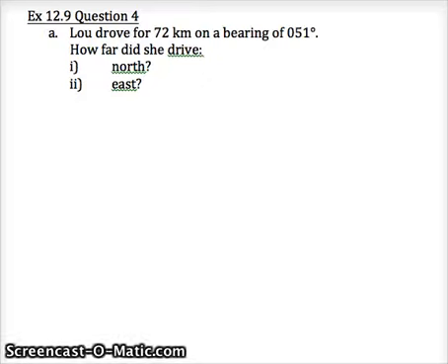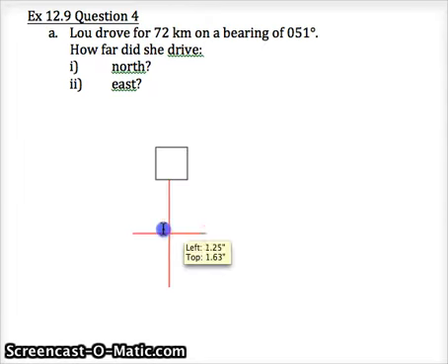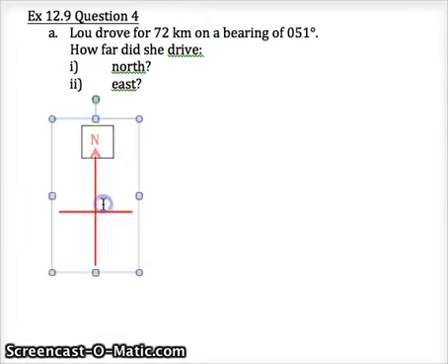Okay, this is exercise 12.9, question 4a on bearings. In this question, we're told that Lou drove for 72 kilometres on a bearing of 51 degrees. Now, before we can put that bearing in, we'll need to put a north sign in. I've just got a cross there, so north, south, east, west. And Lou drove on a bearing of 51 degrees.